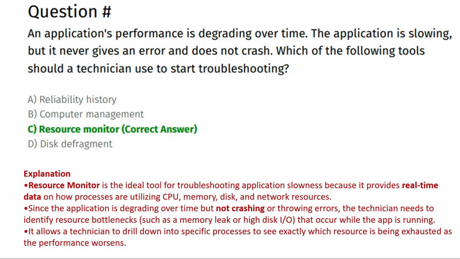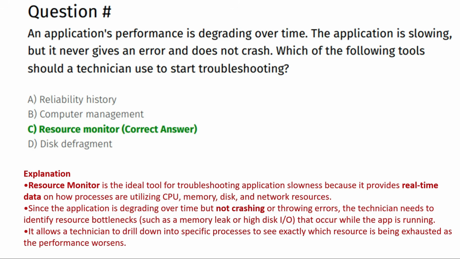And the next question is, an application's performance is degrading over time. The application is slowing, but it never gives an error and does not crash. So which of the following tools should a technician use to start troubleshooting? Option A, reliability history. Option B, computer management. Option C, resource monitor. Option D, disk defragment. And the correct answer for this question is option C, resource monitor.